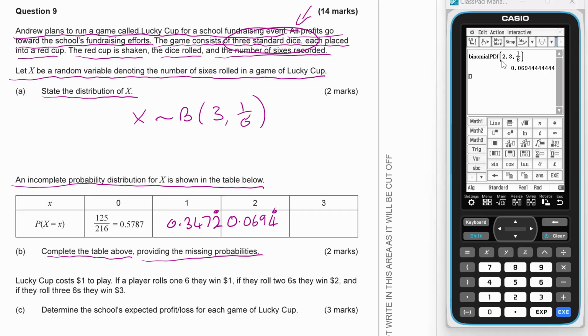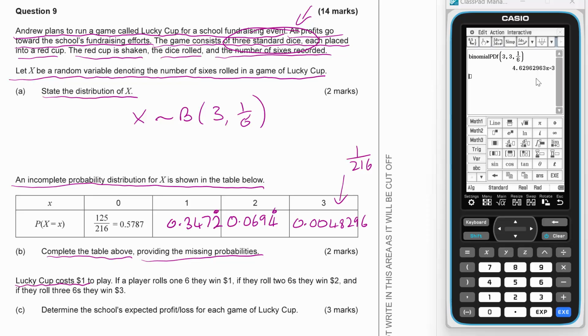And finally, getting 3 out of 3. And that is going to be 0.00489296. And that one actually wouldn't be difficult to know, that was just 1/6 times 1/6 times 1/6, which is 1/216.